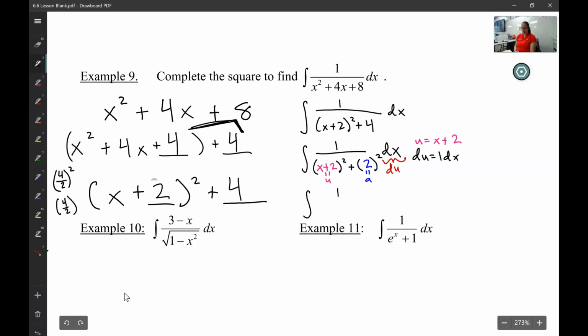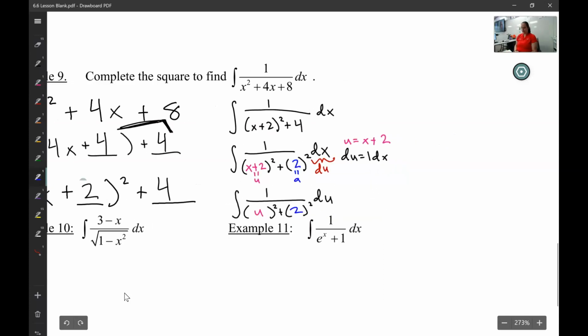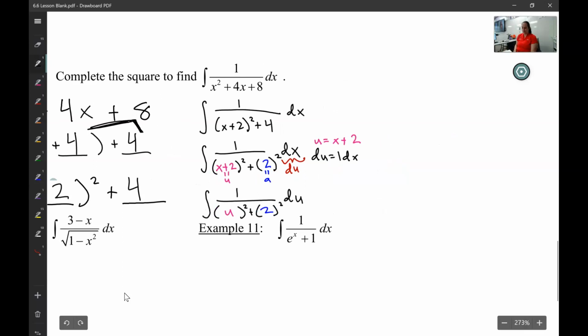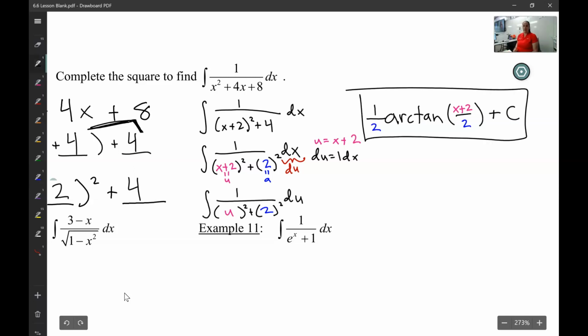So if I rewrite my integral one more time, I'm going to get u squared and 2 squared. So now it's in my arctan form. So this is going to be arctan of u over 2. Well, my u is x plus 2 over 2. And remember, arctan always has that 1 in front. That is also 1 over a, or 1 over 2. And that right there should be your final answer.